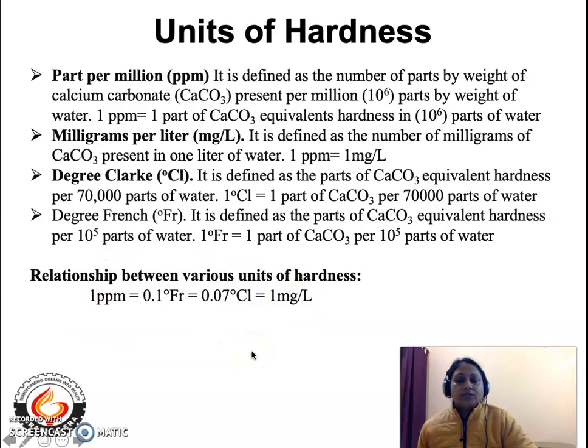So I hope you have understood these concepts. They are very important, and especially for the numericals, we have to understand the formula as well as the units of hardness, and I hope you have understood it.